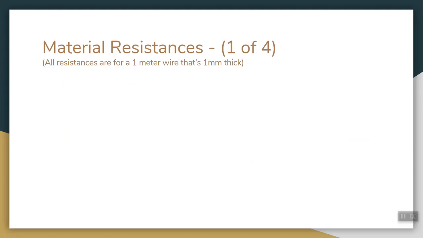So, some material resistances. Now all of these are going to be for a 1 meter wire, that's about 3 feet, that's 1 millimeter thick. And if you remember the other video when we talked about wire gauges, that would be about an 18 gauge wire.